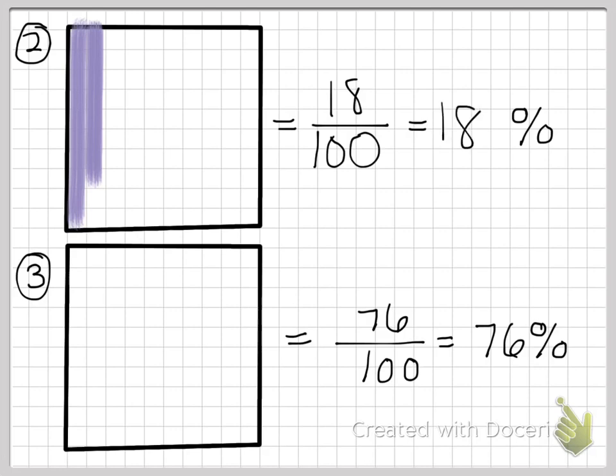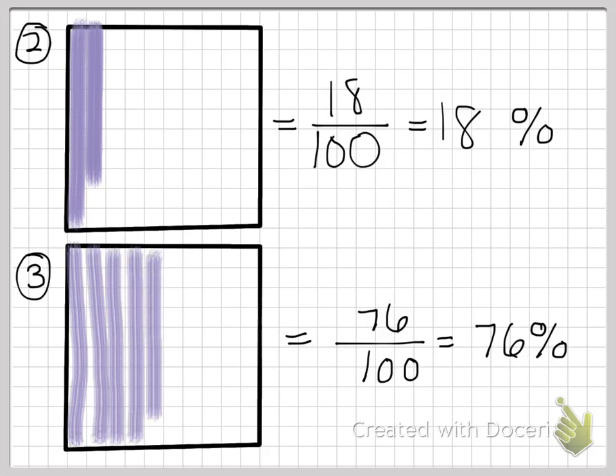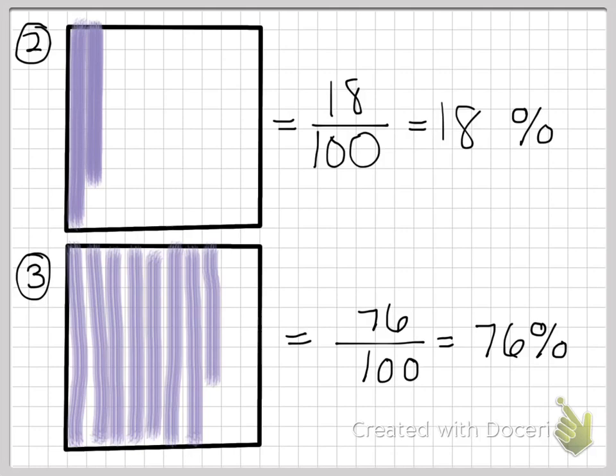Alright, and for this last example, I have given the ratio 76 out of 100 is equivalent to 76%. So I'm going to shade in 7 full columns and 6 in the last one. 1, 2, 3, 4, 5, 6, 7. And 1, 2, 3, 4, 5, 6, 7. Alright, so that's all we're looking at in this lesson is modeling these percents.